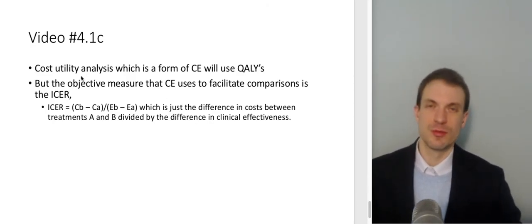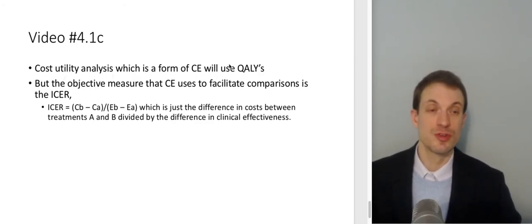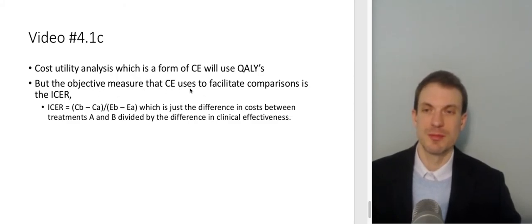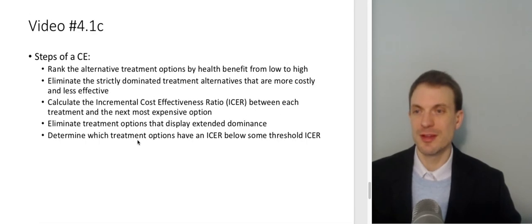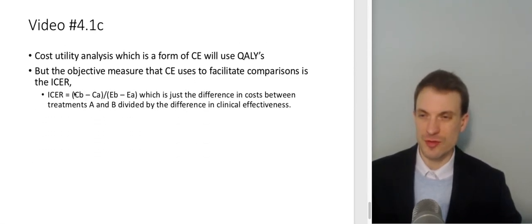The basic idea with this is you can think of a subset or special case of cost effectiveness analysis, the cost utility analysis, which uses the QALYs mentioned earlier. Here, the objective measure that this type of cost effectiveness analysis uses is indeed the ICER, the incremental cost effectiveness ratio. What this is saying is, let's take the cost of treatment B minus the cost of treatment A, divided by the effectiveness of treatment B minus the effectiveness of treatment A. Essentially, it's the differences in costs between treatments divided by the differences in clinical effectiveness.